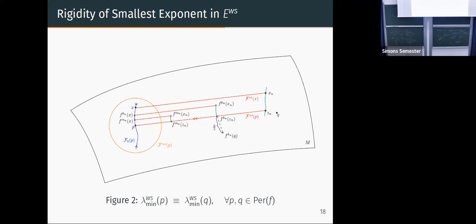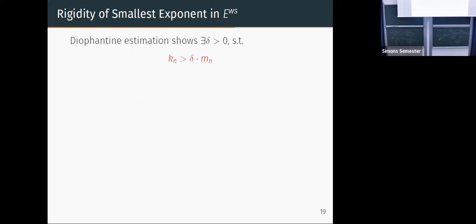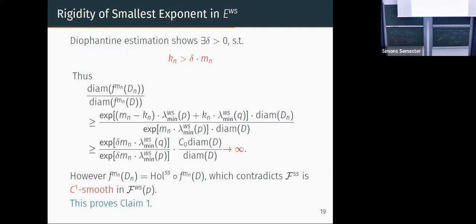From the Denjoy-type estimation, it tells you it's actually positively proportional. Uniformly, you have k_n larger than some delta times m_n. Then you can get an estimation about the diameter of D_n after iteration of m_n by f, and that is the exponent estimates. Because for D, it is always the strongest one, like P, but for D_n, the first k_n steps are like Q, which is weaker. And then for the rest, it's also like P, at most like P.